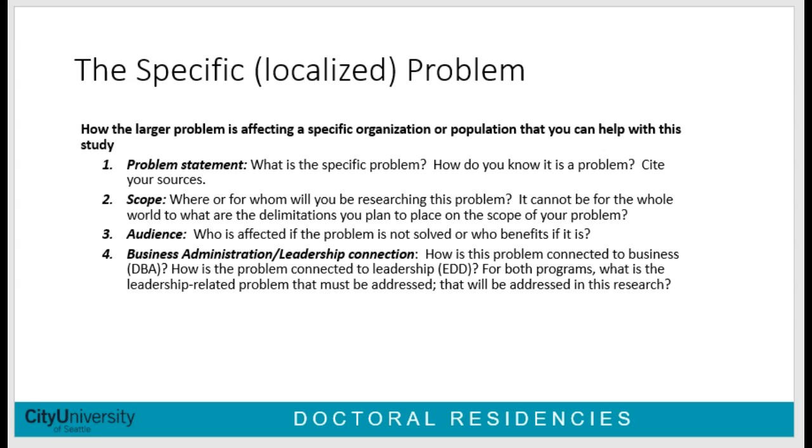And then what connection does it have to business administration or leadership? Those are the kind of ideas you want to be able to put together. How does it have a leadership connection? How can leadership help with this problem? Or in business, how can you make this business system, this business idea stronger or better to help businesses or help organizations strengthen themselves and do better related to the problem that you're studying? So this is going to be very specific, and it's going to basically define the problem for you.